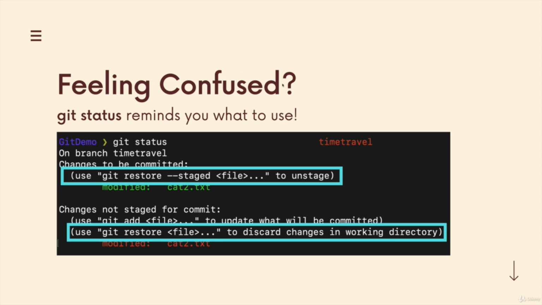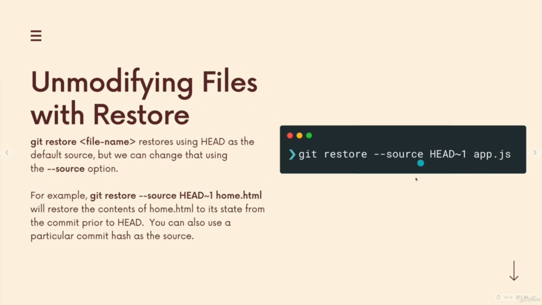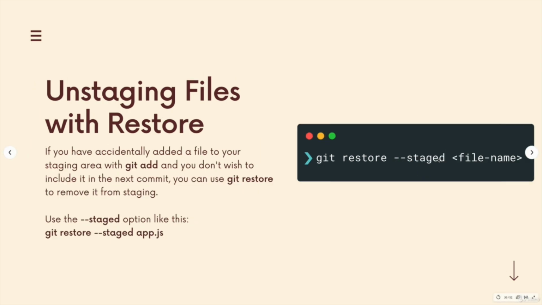It will remind you what to use. It does not show you in git status, though, that you have this option, right, to specify a different source. Not as common, but this does allow you to reset the contents of a file to what it looked like 10 commits ago if needed. So you can use that --source. It defaults to HEAD, as we've seen. Okay, so that's git restore.